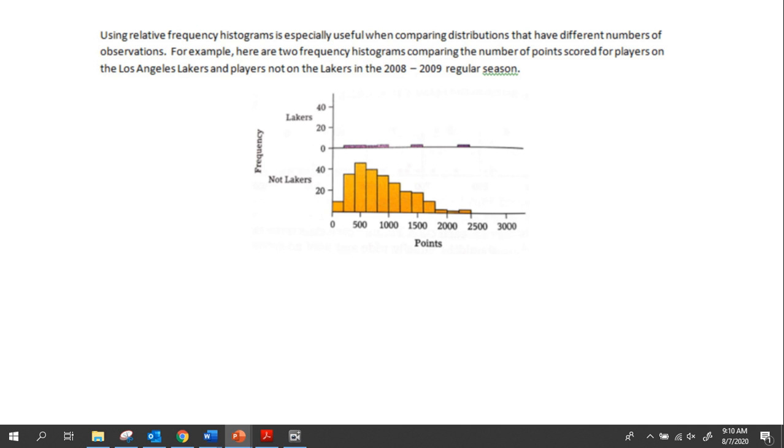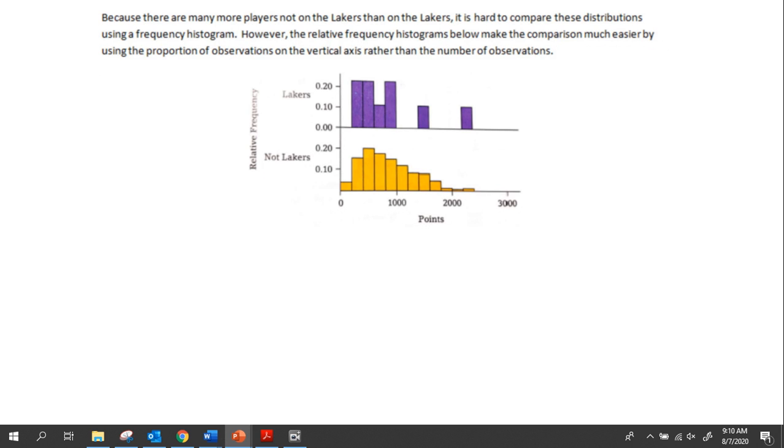So for instance, these histograms compare the points scored by the Lakers and by everyone else in the 2008-2009 season. It makes it seem like the Lakers didn't score anything, that they played really bad. But if you look on a relative frequency histogram, you'll notice it makes a lot more sense. You can see that the Lakers did in fact score with similar percentages in some places and higher in others when you make a relative frequency histogram.